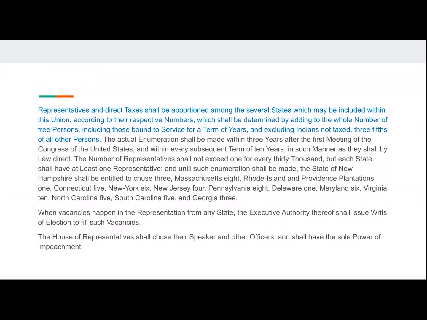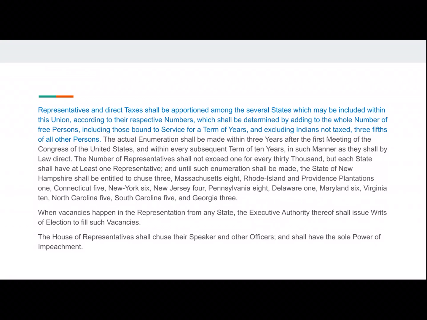So representatives and direct taxes shall be apportioned among the several states which may be included within this union according to their respective numbers. Means we're going to give the states a fair number of representatives based on how many people are in there, and that's why the census is an important thing.